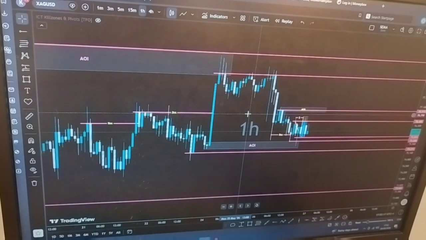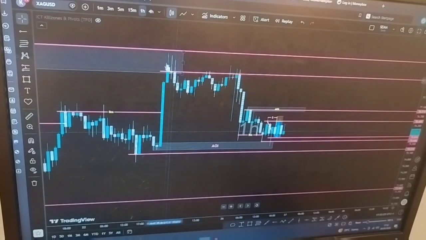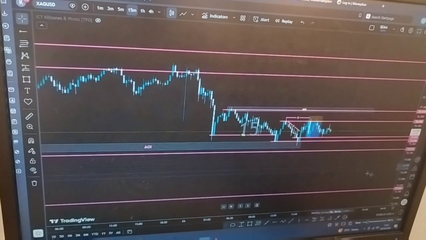There are either buyers or sellers within that zone that is creating a swing failure. So right here you see a swing failure happened in the 1 hour time frame, and the market started dropping down. All right, so right here we can now go down to the 15 minutes.